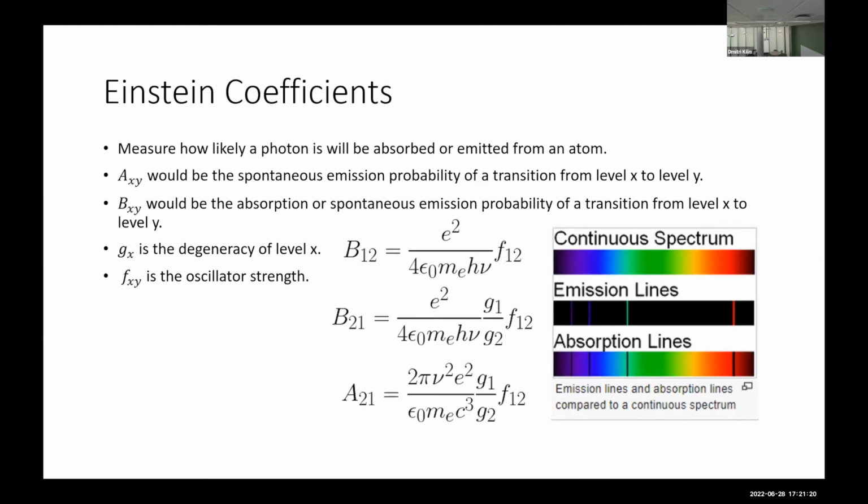And then the Einstein coefficients measure how likely a photon will be absorbed or emitted from the atom, where A is our spontaneous emission from going from level X to Y. B can represent either the absorption or the stimulated emission, the probability of our transition from X to Y. G of X is our degeneracy, which is how many states could be in one level, and then F of XY is our oscillator strength.